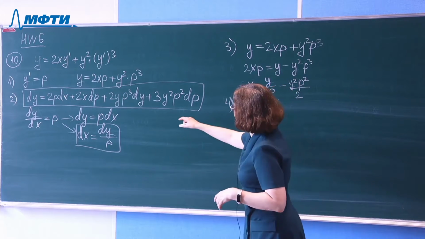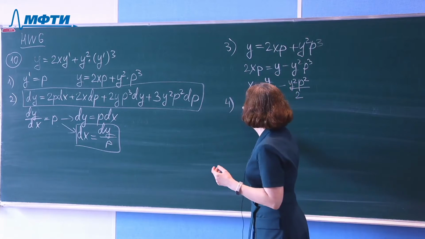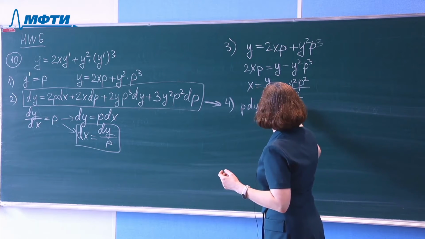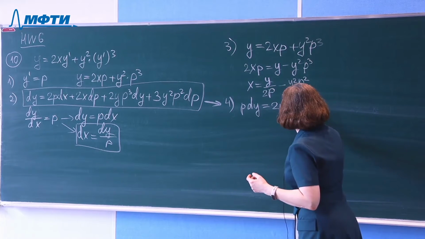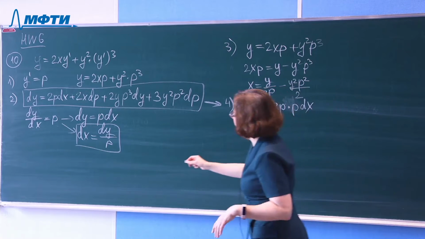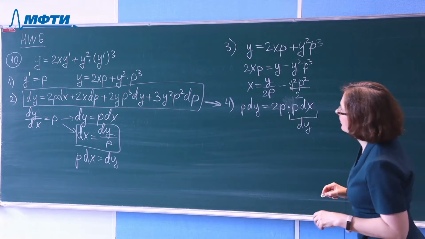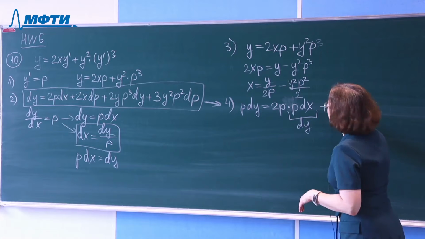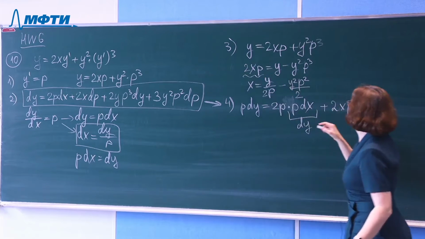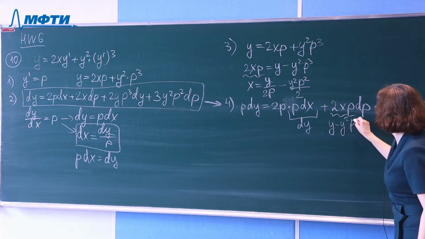Let's do the following. Let's first rewrite this equation. Let's multiply both sides by p, and we will get p dy equals 2p times p dx, right? So p dx is equal to dy. So this will be replaced by dy next. Next, plus 2x dp. I will write 2xp dp, and we can see that 2xp is equal to y minus y squared p cubed. So I will replace this by y minus y squared p cubed.